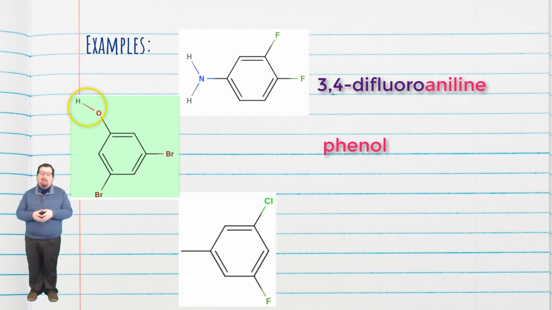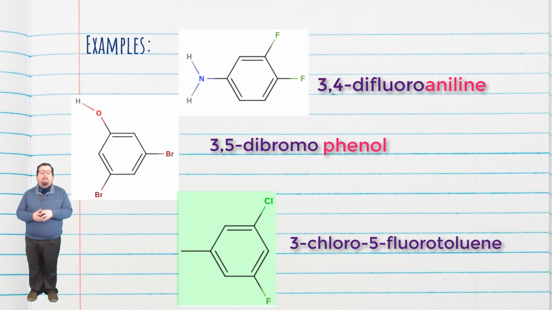Actually, either way you go, you get your bromines on 3 and 5. So this one is just 3,5-dibromophenol. All right, try this last one on your own. What do you get? I got 3-chloro-5-fluorotoluene.